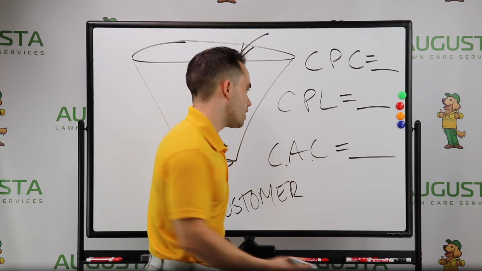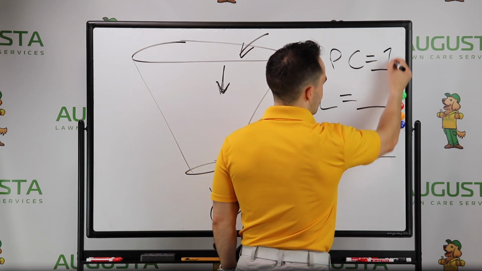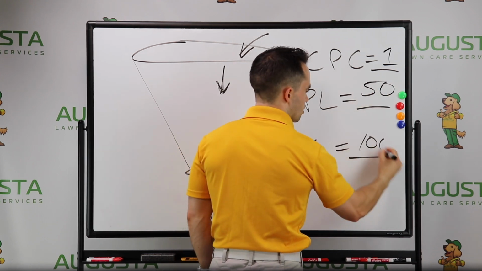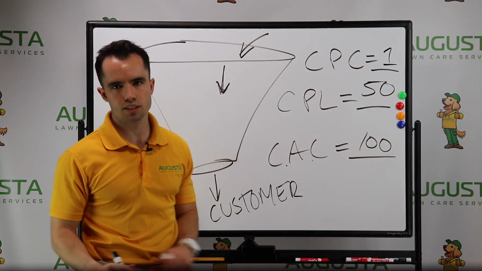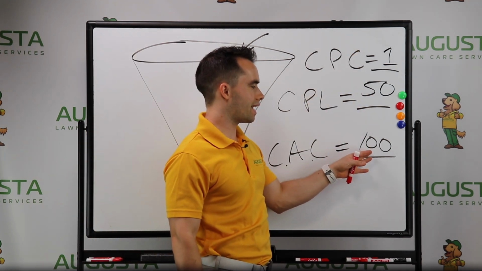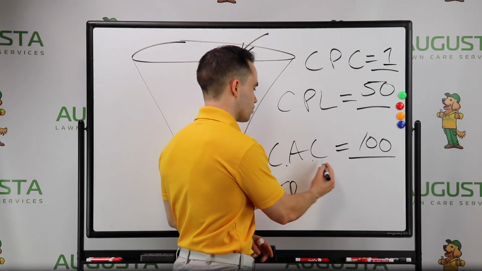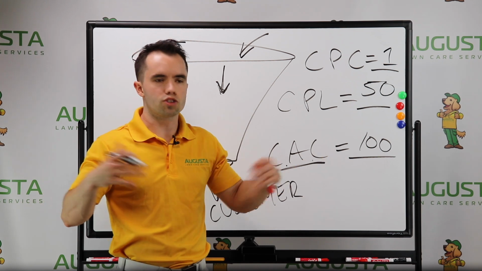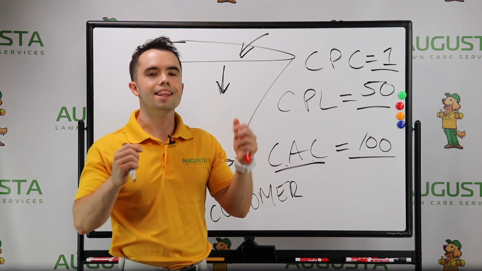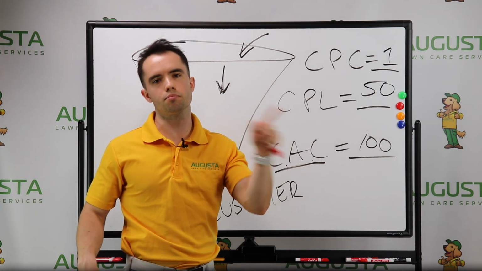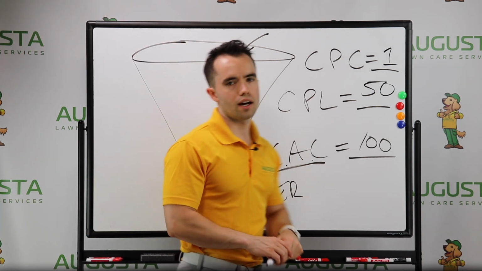As I'm going to show today, if I have a $1 cost per click, a $50 cost per lead, and a $100 customer acquisition cost to get a customer, and then I have a comparable marketing method that gets me a customer for $50, and my customer acquisition cost changes from $100 to $50, they say, well, that's great. I get twice as many customers for the same price. In theory, that's correct, but it's still not enough to know that that is the best marketing method. And here's why I'm making this video.